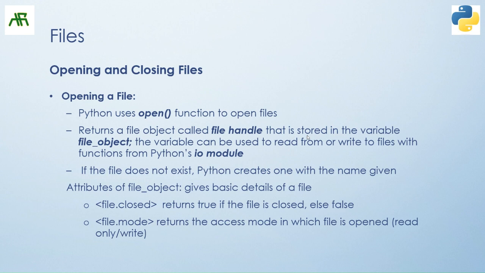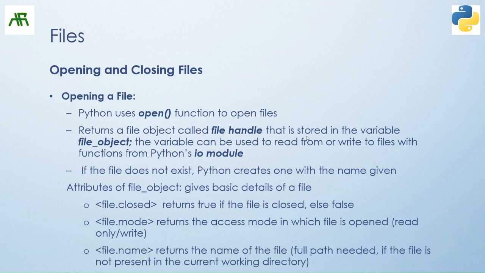file.mode returns the access mode in which the file is opened. Did I open with read only or write, and so on. file.name returns the name of the file. The full path is needed if the file is not present in the current working directory. These are some attributes of the file object, the variable that we saw earlier. Say for example, file_object.closed will return whether it's true or false.